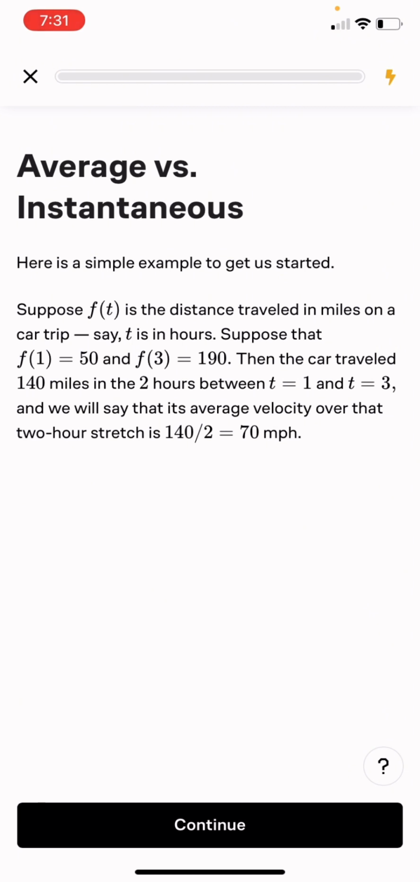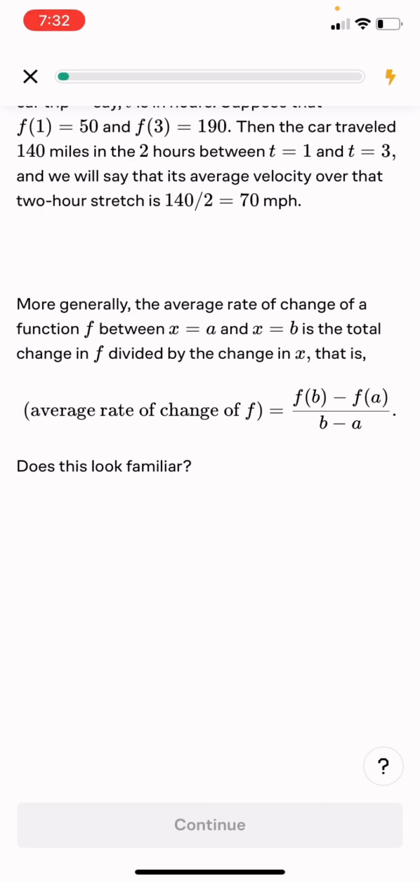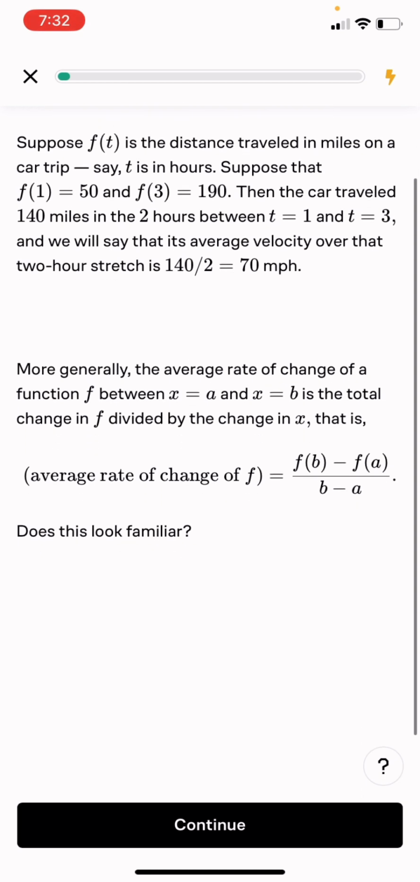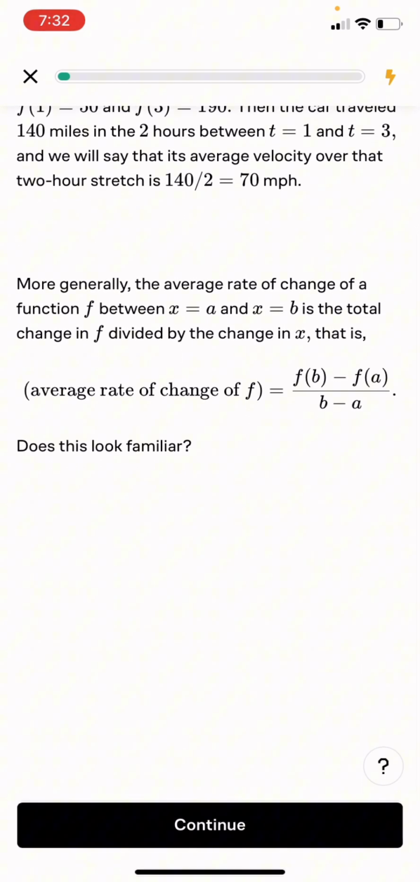70 miles per hour. More generally, the average rate of change of a function f between x equals a and x equals b is the total change in f divided by the change in x. That is, the average rate of change of f is f(b) minus f(a) divided by b minus a. Doesn't this look familiar? We've defined the derivative as f prime of a equals the limit as x approaches a of f(x) minus f(a) divided by x minus a.